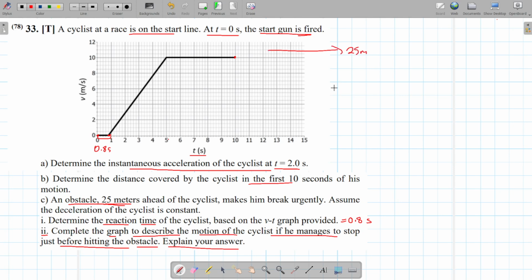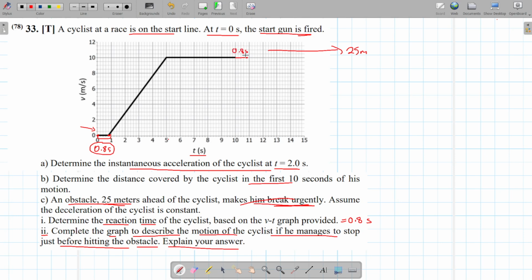So obviously he's going to brake urgently, so he stops. But he's not going to go straight down, because like we said, there's going to be a reaction time, like over here. And we determined that this guy's reaction time is 0.8 seconds. So before drawing our graph all the way down, he waits for 0.8 seconds.